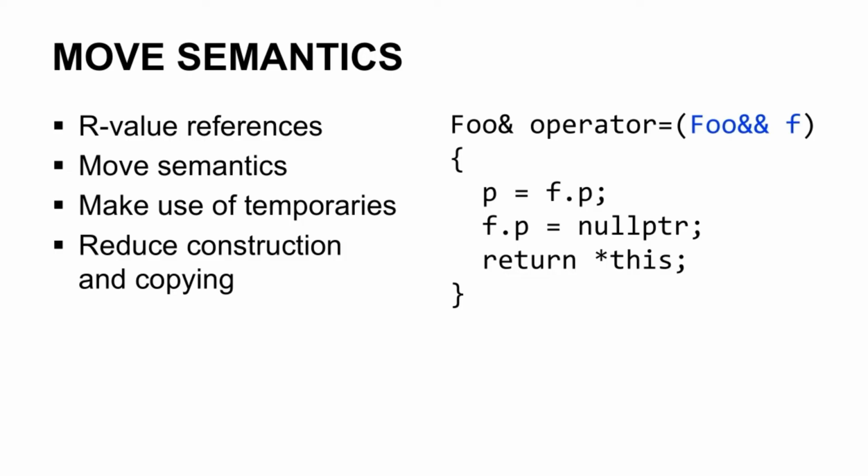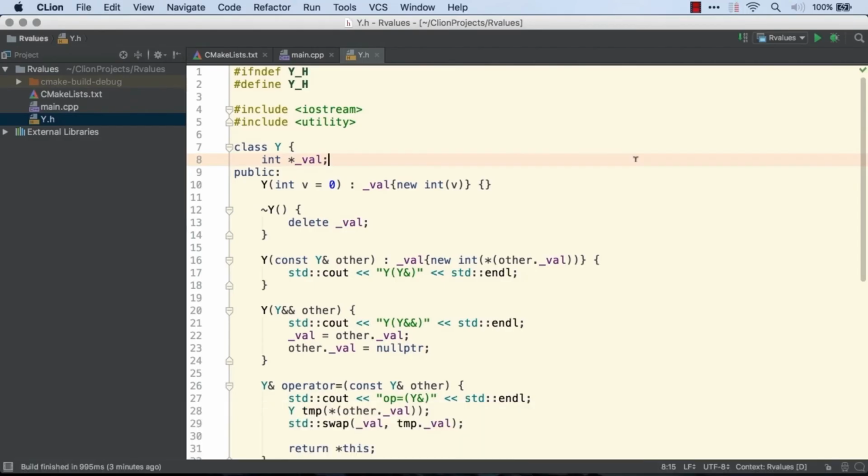So let's see how this works. To illustrate this, here's a simple class that contains a single dynamically allocated member. As you'd expect, this class defines the big 3, copy constructor, destructor, and assignment operator to manage the lifetime of the dynamic member.